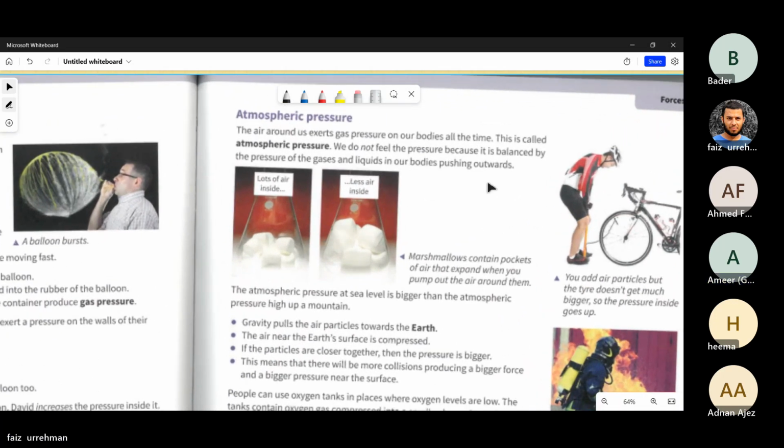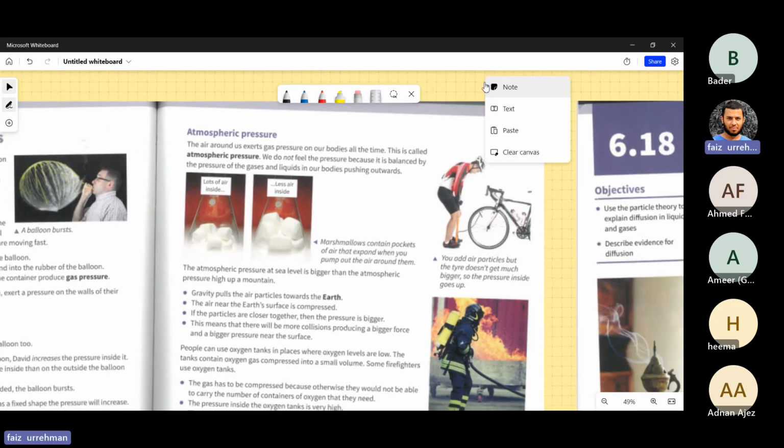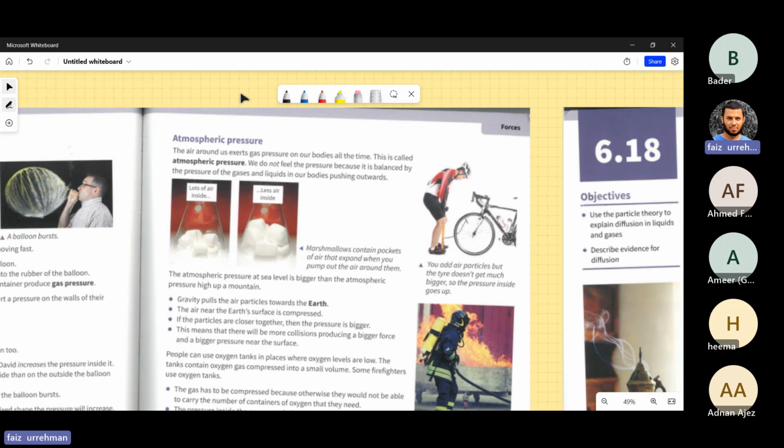Marshmallow. So atmospheric pressure, yani the atmosphere around us also exerts a pressure on us. Like you have molecules above your head, 10 meters above your head, 20 meters above your head, all the way until the layers. Yani there is a lot of pressure on everyone. One example they have given, this experiment can be found on YouTube also, I think. I have seen something like this, that the marshmallows contain a lot of air pockets inside them.